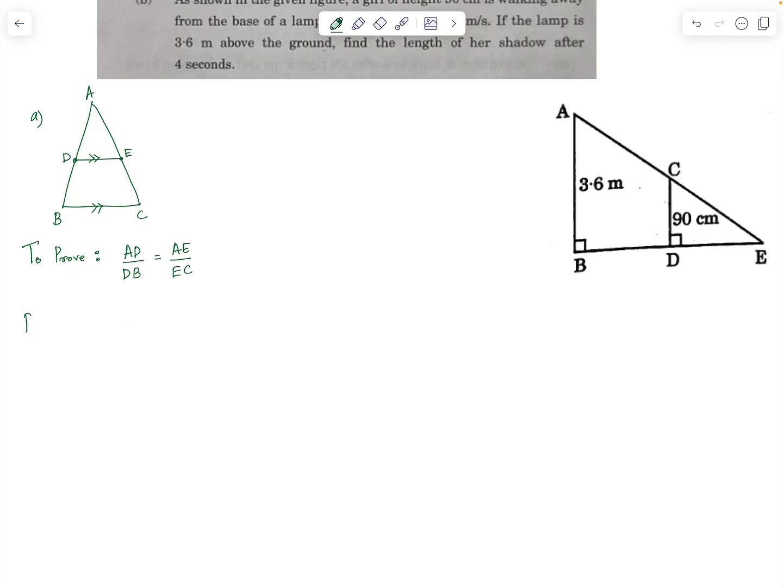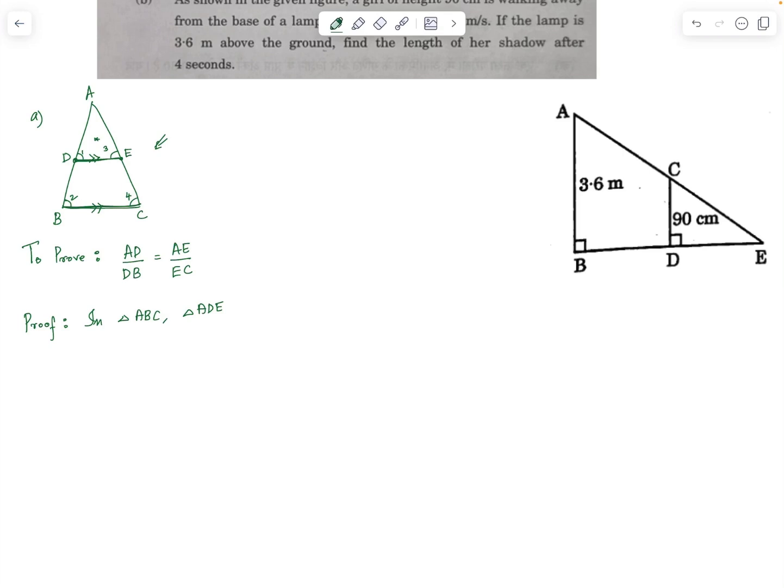In this diagram, we have two triangles. One is triangle ABC and the other triangle is ADE. By the question definition, the line DE is parallel to BC. AB acts as a transversal. So the angle at D, let me name that as 1, and the angle at B, let me name it as 2. These two angles are equal in measure because they are corresponding angles. The same way, the angle at E, let me name it as 3, and the angle at C, let me name it as 4. 3 and 4 are equal in measure because they are also corresponding angles.